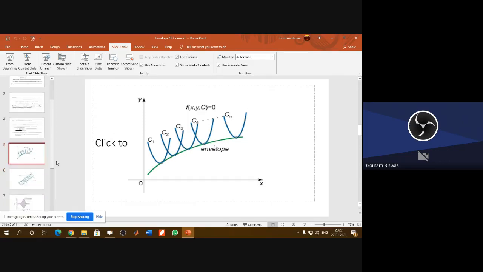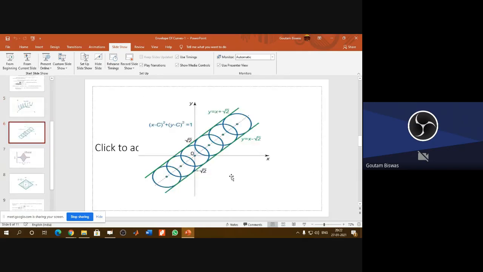We have another figure. You see, this is the family of circles. Confined to these two values, this is one envelope and this is another envelope. So y is equal to x plus root 2 and y is equal to x minus root 2. So an envelope may be any curve, from a straight line to any curve. This is another envelope. It touches at 2 points each and every member of the family of curves.